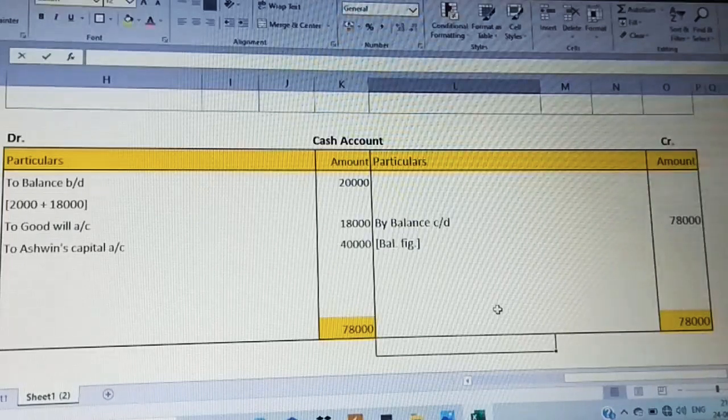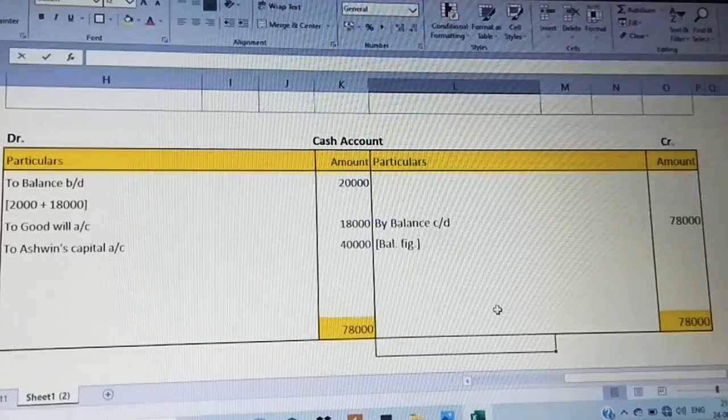So this is how we are going to prepare the cash account. Whichever side you have the cash, you are going to post it and take it on the opposite side. The heading of that concerned account is to be mentioned under the cash account. Clear? So now let us move on to the new balance sheet.